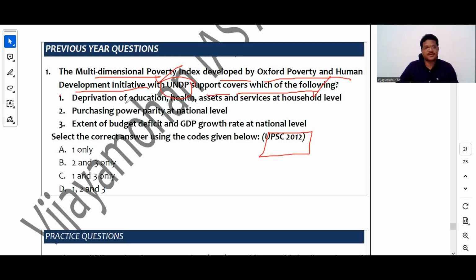First statement is deprivation of education, health, assets and services at household level; purchasing power parity at national level; and extent of budget deficit and GDP growth rate at national level. So if you want to answer this question, just pause the video and answer. Here the correct answer is only one. Why? Because purchasing power parity at national level and extent of budget deficit and GDP growth rate are not considered in the MPI. Okay, so our correct option is one only, A.